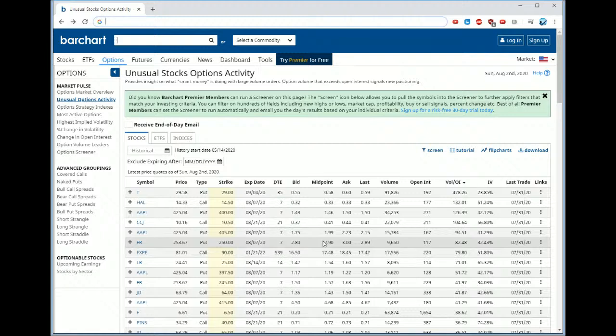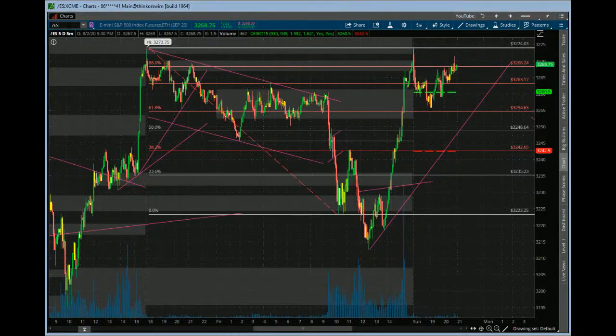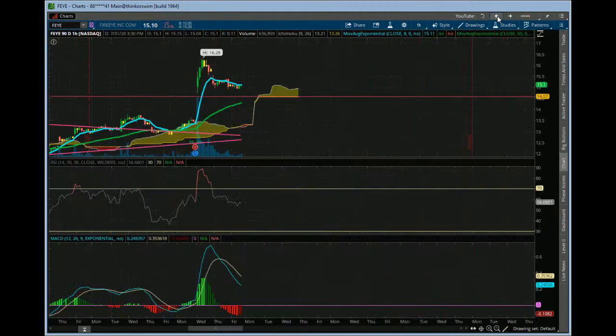So let's take a look at a few that just happened recently. Let's go back to the charts right here. One that I saw recently, back on the 10th, was FireEye. FireEye had some unusual call activity, and this is one that really didn't pan out, but I want to show you how it looked.